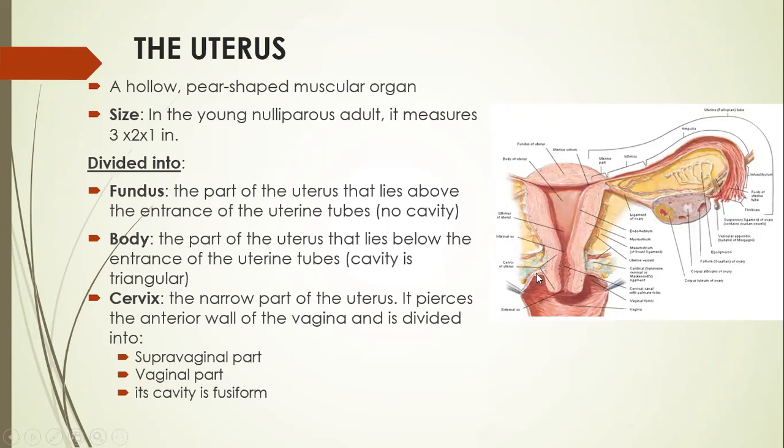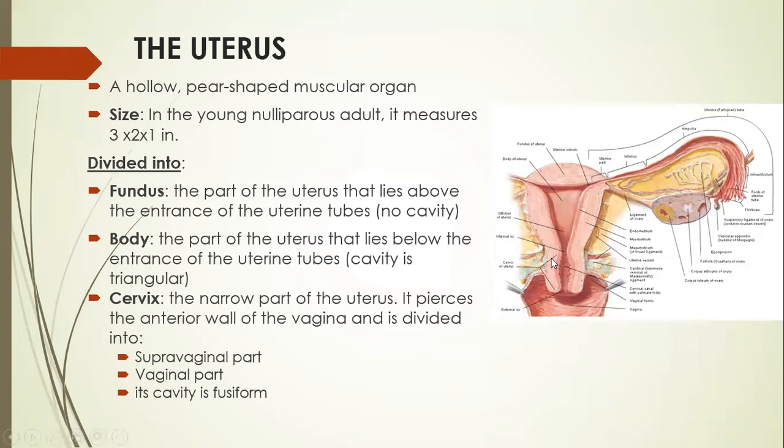Then we have the cervix, the lowermost part. It is the narrow part of the uterus. It pierces the anterior wall of the vagina. This is a very slightly distensible part, and it pierces the wall of the vagina. This is the vagina here. So it pierces the wall of the vagina and is divided into 3 parts.